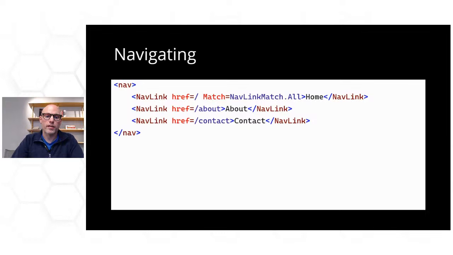And the NavLinkMatch.All in this case tells it you need to match this URL exactly. And for the about link, anything below the About page will mark this link as active. So that is quite nice when you're doing navigation and maybe you want to make the active page bold or another color or something.